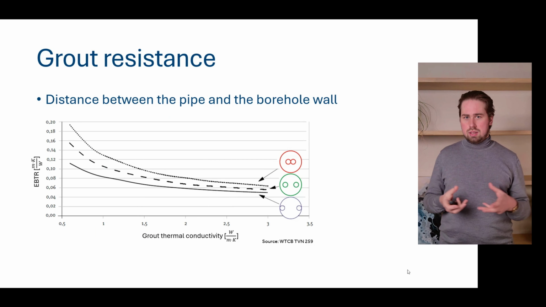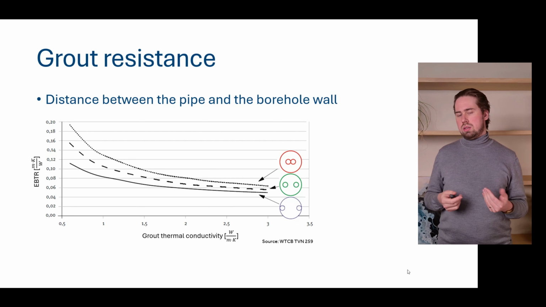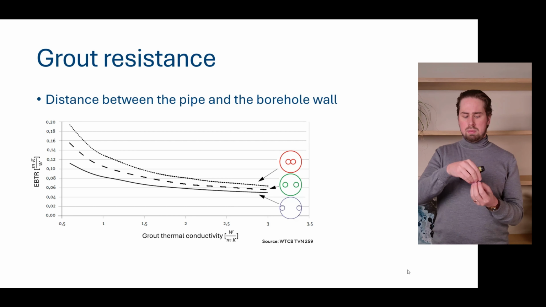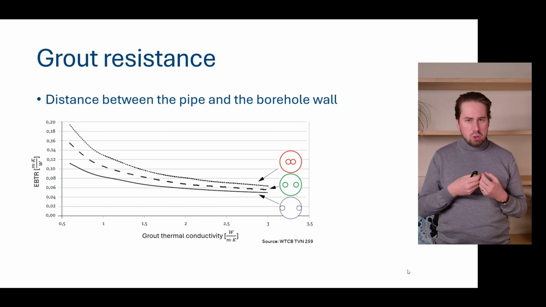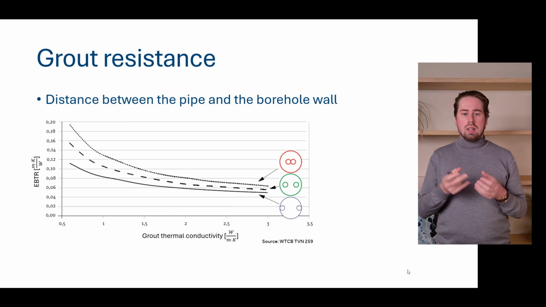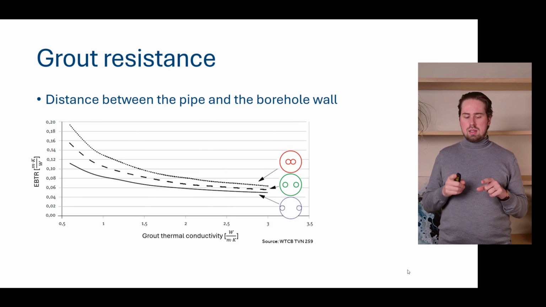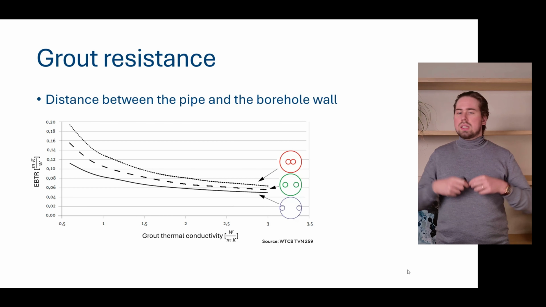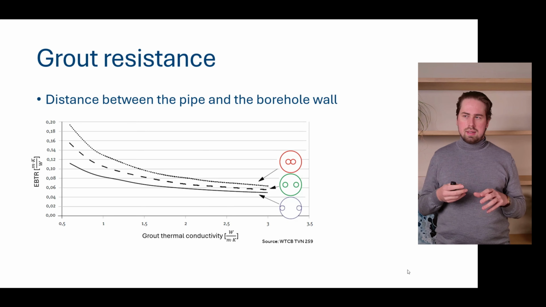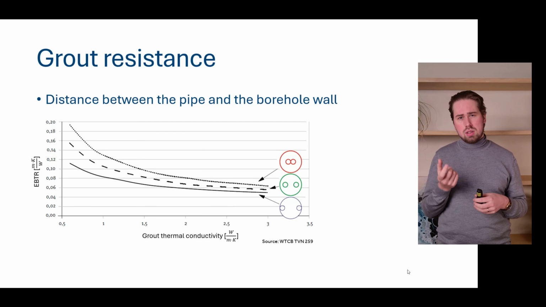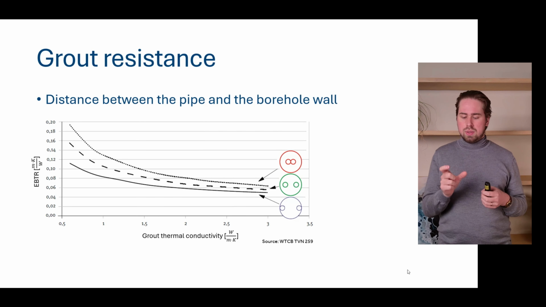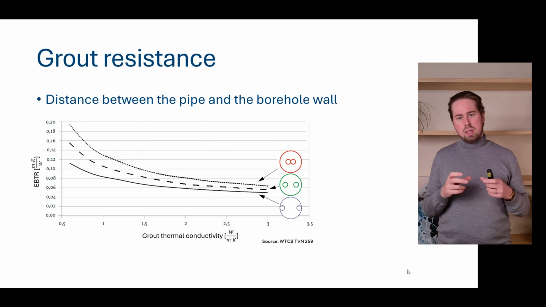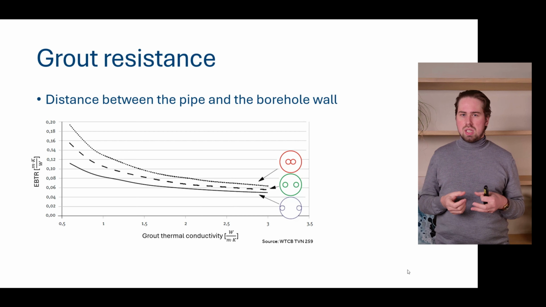Now the third resistance is the grout resistance. So we're now in the pipe and we need to go to the borehole wall. So we need to go through the grout. And what is important here is, where are our pipes in the borehole? Now this is of course a very theoretical thing, because they go down and you can't actually see where they're going. Now you have the concept of these spaces you place between them in order to keep them separate as possible.